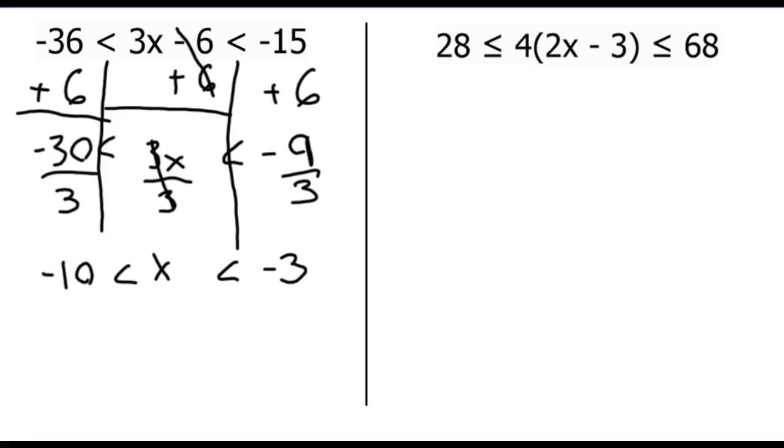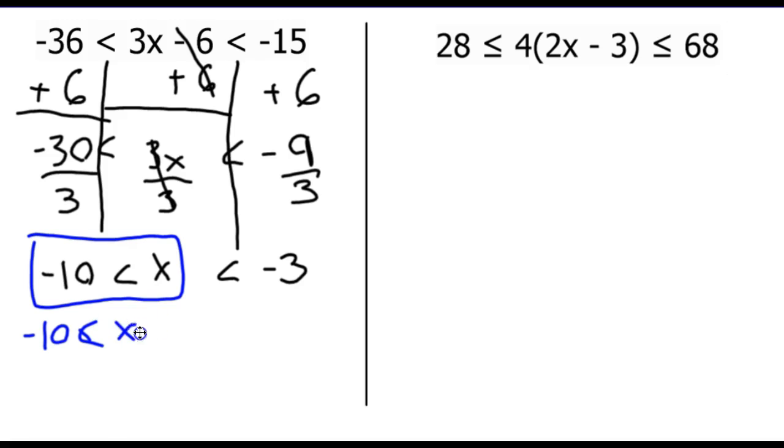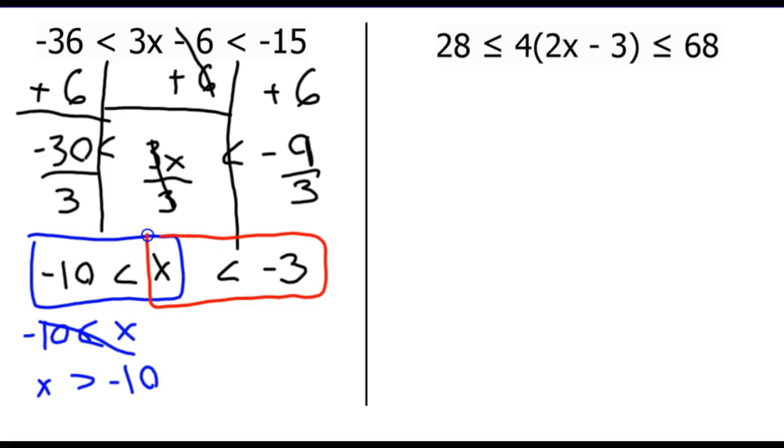So to graph these, we need to split them up. We have negative 10 is less than x. Now we can't ever have the x on the right side, so we need to rewrite this to be x is greater than negative 10. And then we have x is less than negative 3.